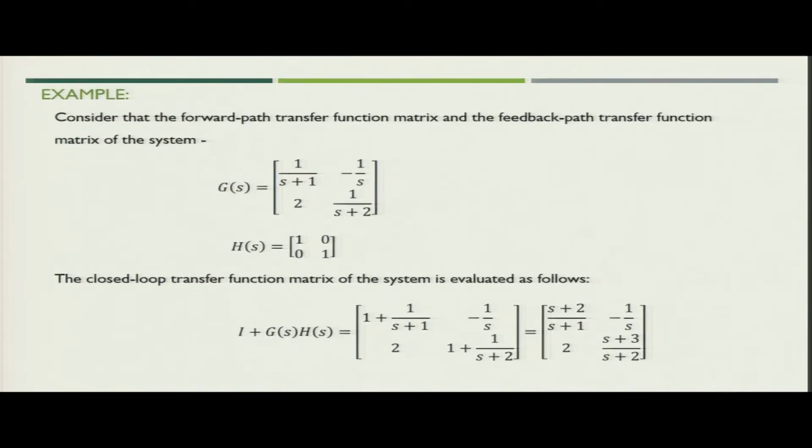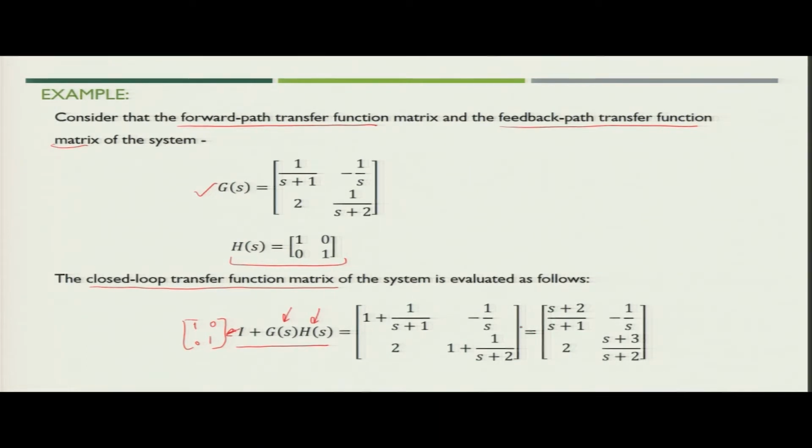Now, let us take one example. Suppose the forward path transfer function matrix G(s) is given, and the feedback path transfer function matrix H(s) is given. Now, we need to find the closed loop transfer function matrix. So, first we will try to find the value of I + G(s)H(s), where I is the identity matrix. So, you have this information in your hand. G(s) and H(s) are given.